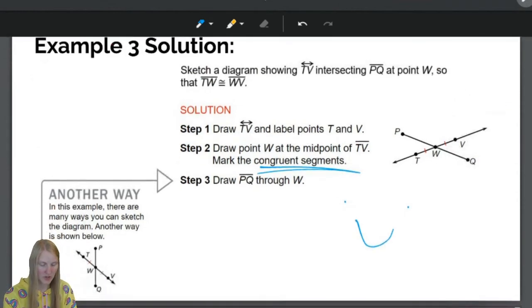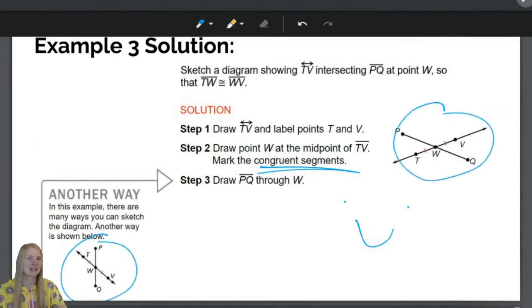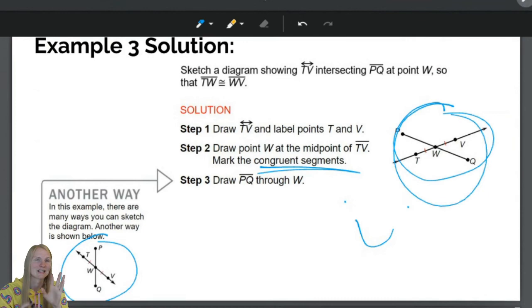And of course, there's another way. It says there are many ways you can sketch the diagram below. It could look like this, it could look like this. As long as you checked all the boxes, TW and VW are congruent, one's a line, one's a segment, they intersect at W. As long as you check all those boxes, you have the right answer. You have created a correct diagram. It doesn't matter if the diagram looks exactly like theirs or not.